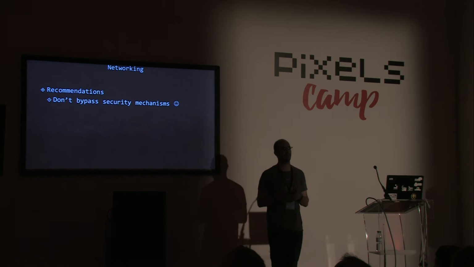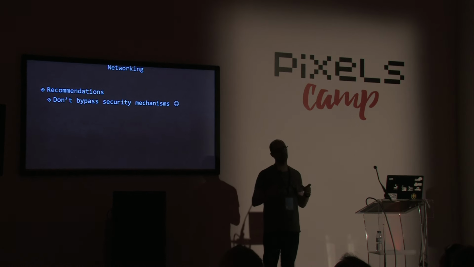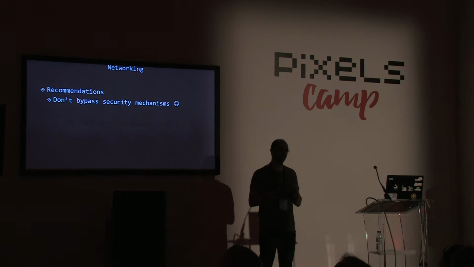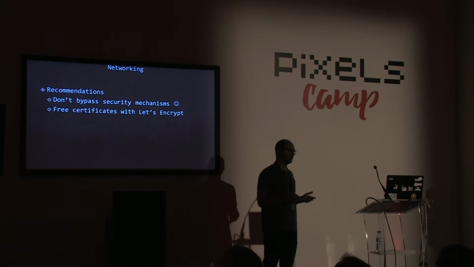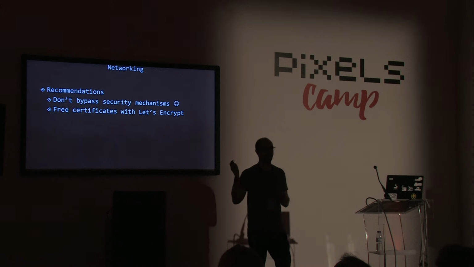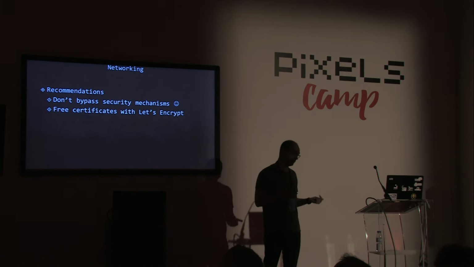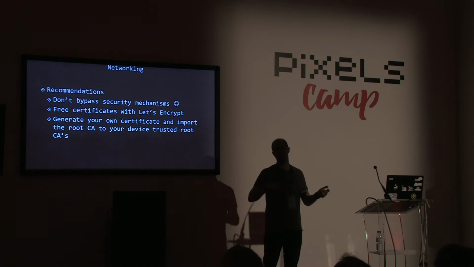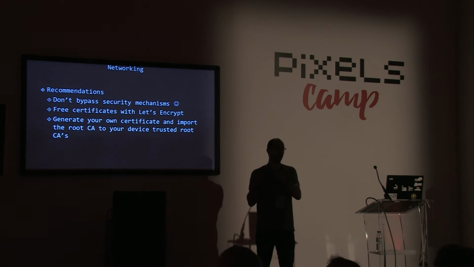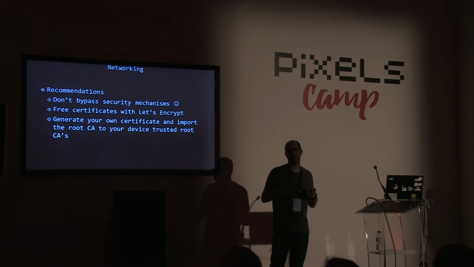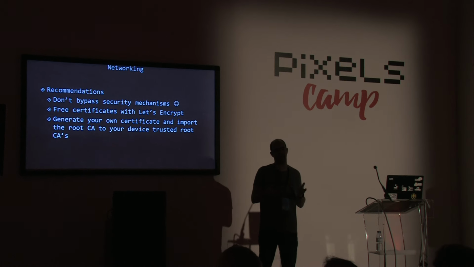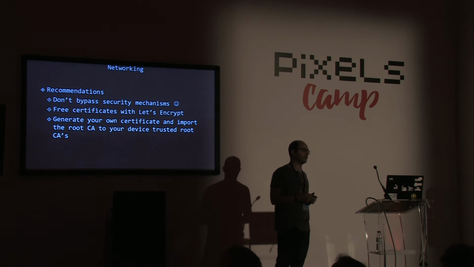So, recommendations. The first is easy. Don't mess with what is in place for security. It's better to find the right way to correct things. There are plenty of options. We already have free certificates with Let's Encrypt. You could also create your own self-signed certificate. You just need to import that certificate to your device, so that the particular device in your development trusts it, and you no longer have errors. And when you publish the code to production, everything works as expected.